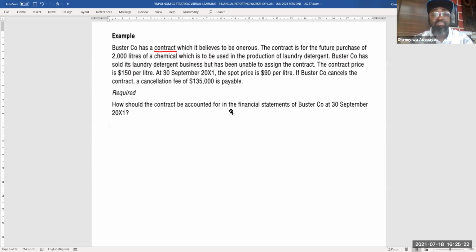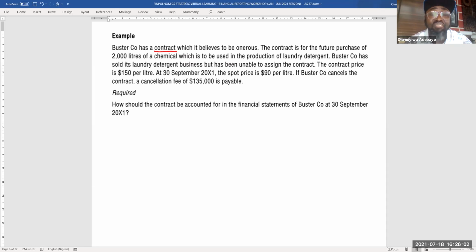Unfortunately, the current price of that chemical in the market is now going for $90, which means if I buy it at 150, I can only sell it at 90. The question then is, what is my likely loss that I need to provide for? Why am I providing for the loss? Because it is onerous on me that I must incur that loss in fulfilling the contract and agreement, which is the sanctity of the contract with the supplier.